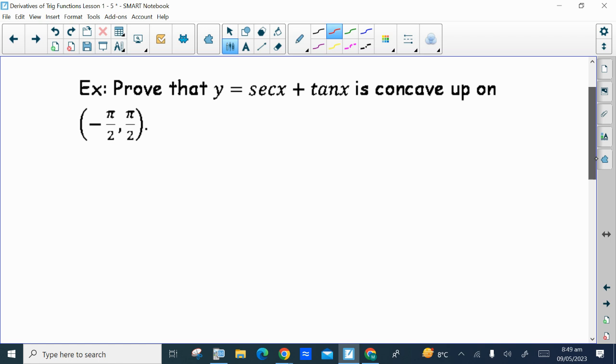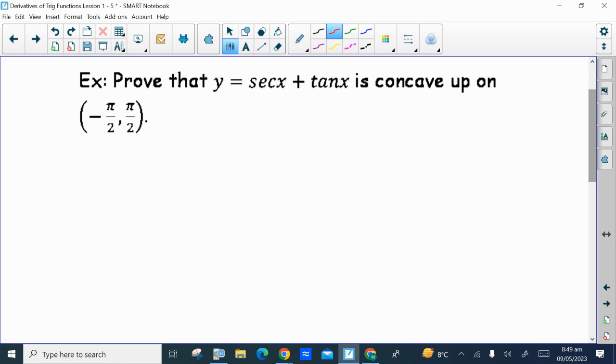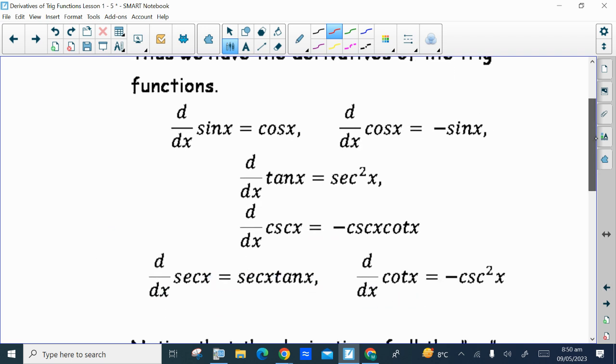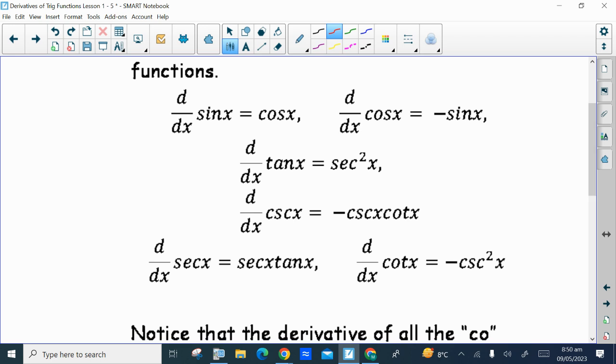The last one, prove that y equals secant x plus tan x is concave up on that interval between negative pi on 2 and positive pi on 2. So we use the second derivative to determine concavity and any points of inflection. So that's what we need to do. So the first derivative, dy by dx. The derivative of secant x, if we go back, the derivative of secant x is sec x tan x.